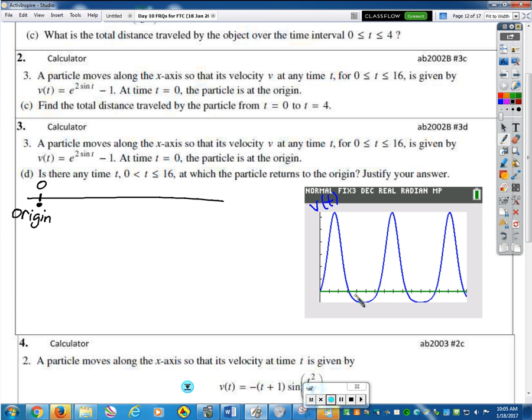Okay, just say it out loud. Look at the board, come on. Is this area here more or less than the area here? More. Louder. More. Did the particle move more right or more left? More right.